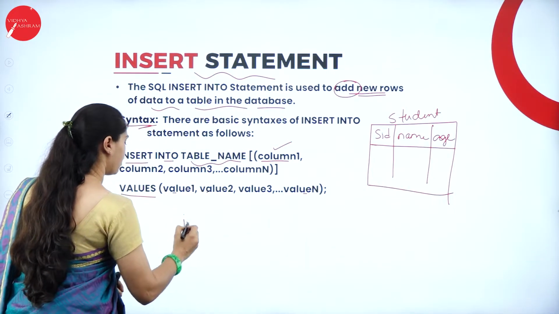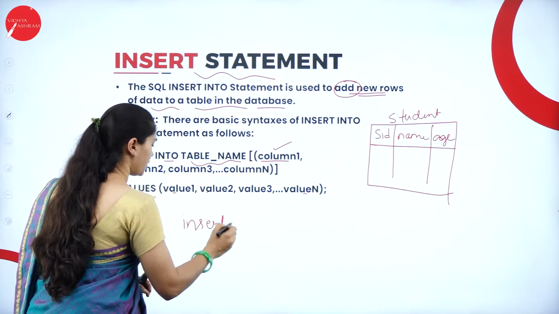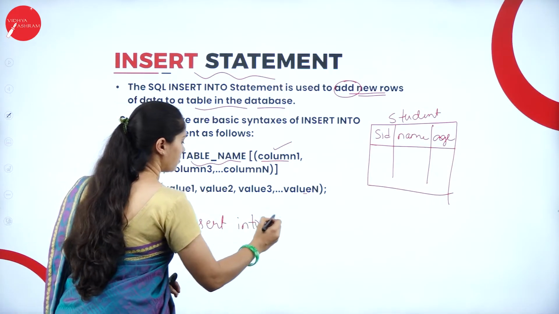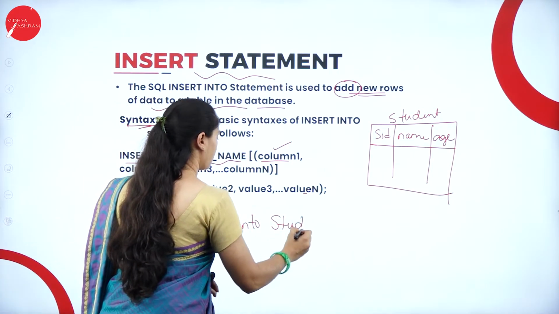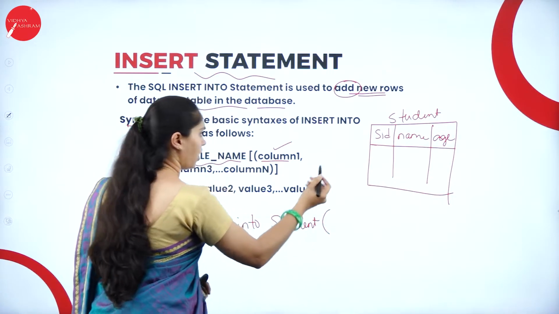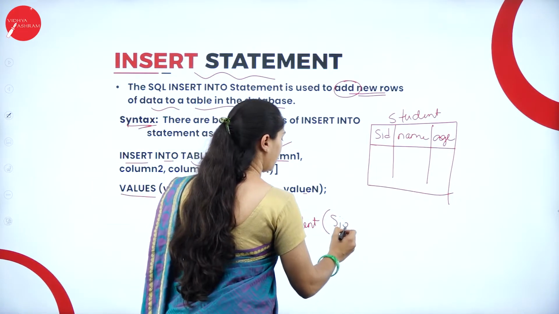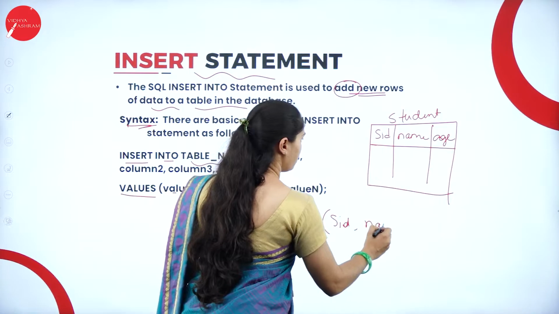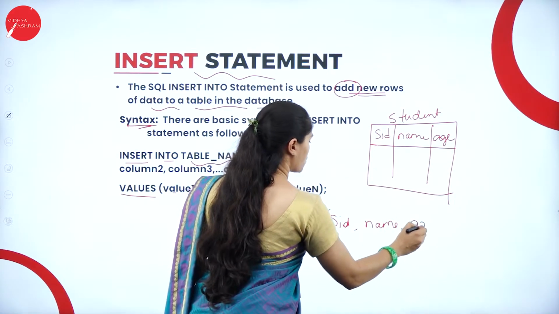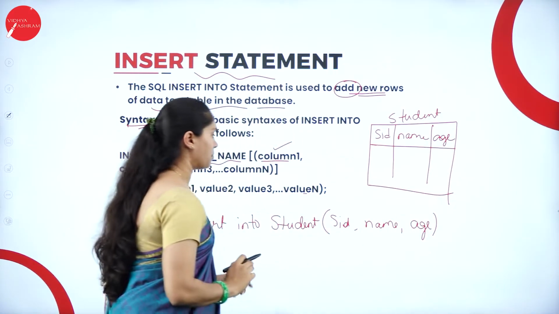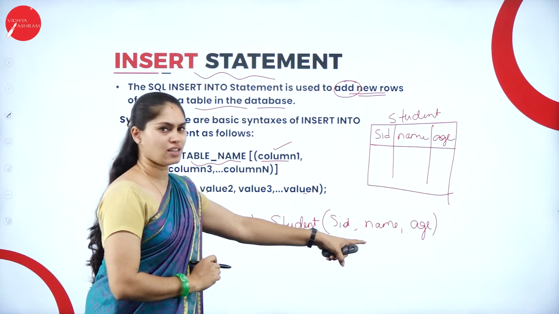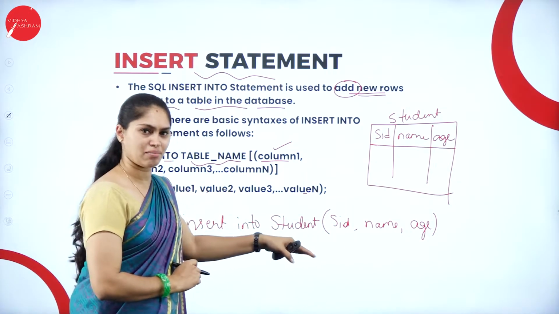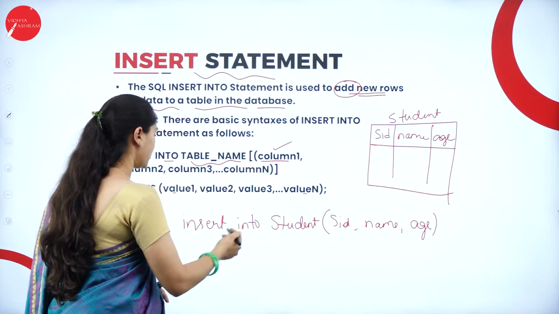What is the first line we have? Insert into, what is the table name? That is student. Insert into student. And what are the columns I have? Student ID, comma, name, comma, age. And am I supposed to give a semicolon over there? No, because I am not terminating a statement. I am simply coming to the next line of code.